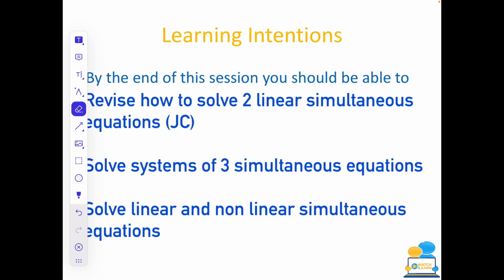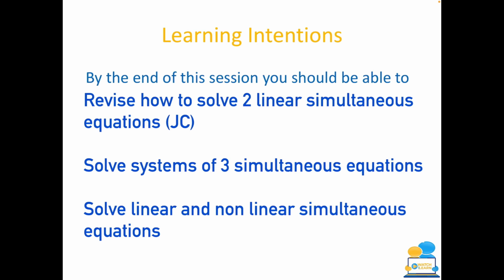So I'm going to divide this session up into 3 sections. So very briefly, we're going to revise the simultaneous equations you would have done for junior cert. So if you are unsure of these, watch me do my example, and then if you're still unsure after that, I really strongly advise you going back and trying a few on your own, just because we're going to need that for the Leaving Cert style ones.